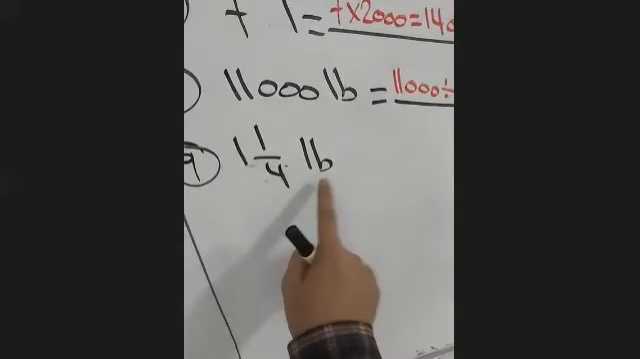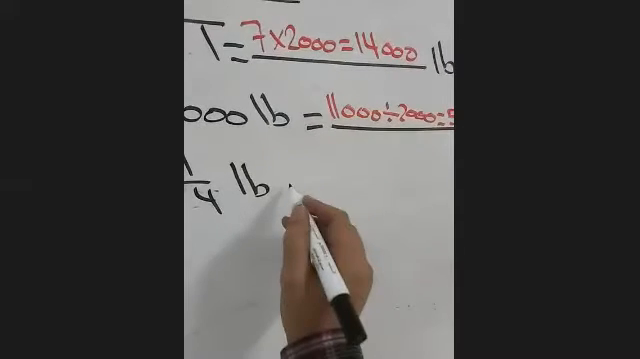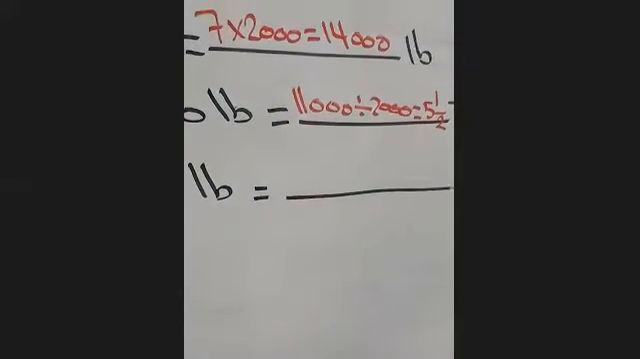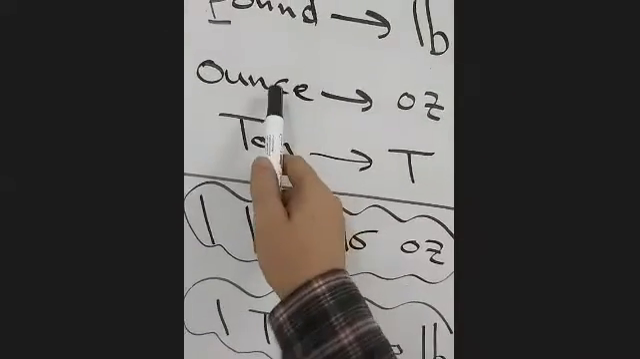1 and 1 over 4 pounds. Pounds, not IB. Okay? 1 and 1 over 4 pounds equal, turning to blank, what? Ounce. They wrote it OZ, but we read it ounce. Okay. Now, 1 and 1 over 4 pounds turning to ounce.